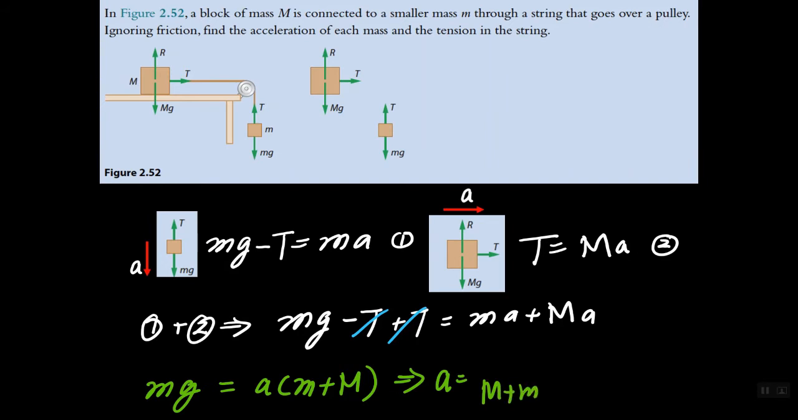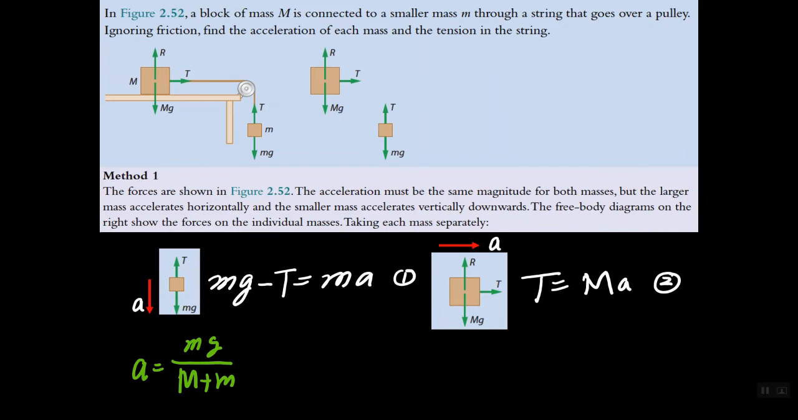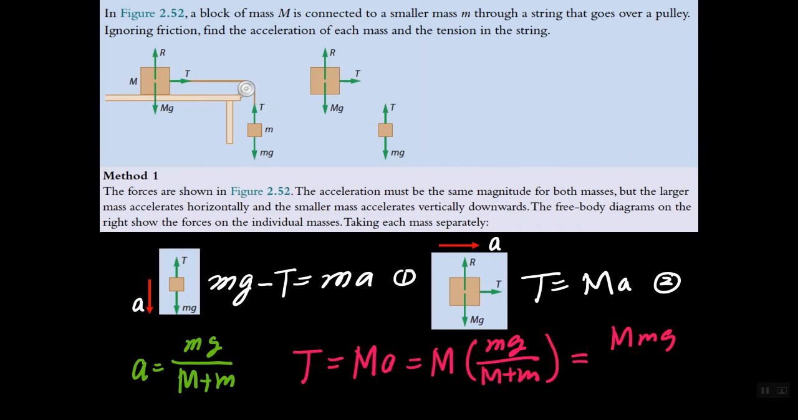Acceleration equals mg over M plus m. We found the acceleration, which is mg over M plus m. Now we need to find the tension. Let us take a look at equation 2. In equation 2, tension equals M times a. We can substitute the acceleration into equation 2. So T equals Ma, which is M times mg over M plus m. And that gives us Mmg over M plus m.